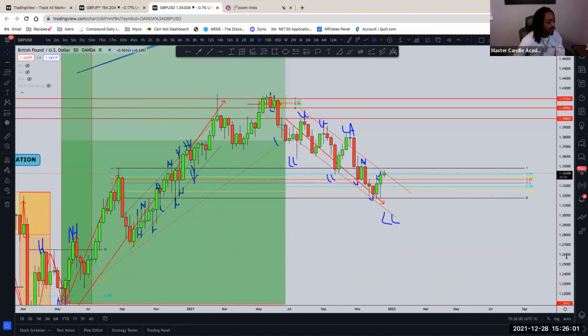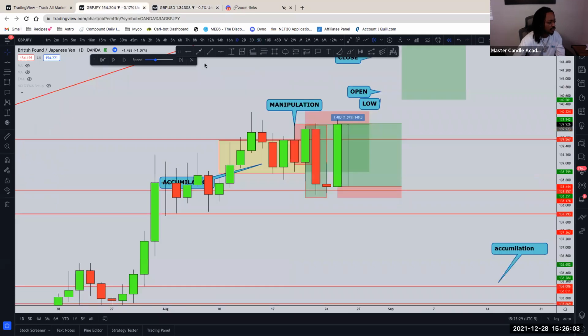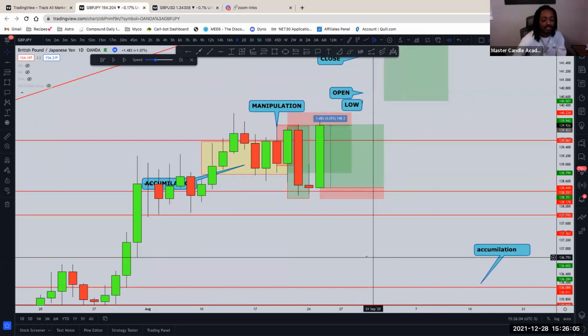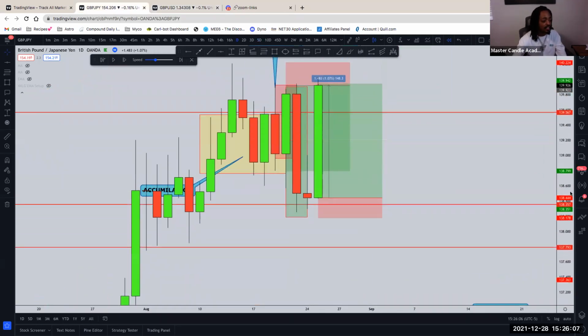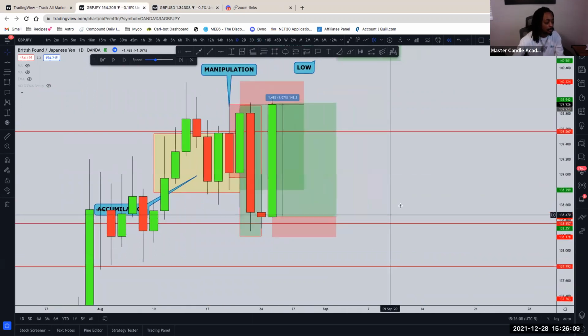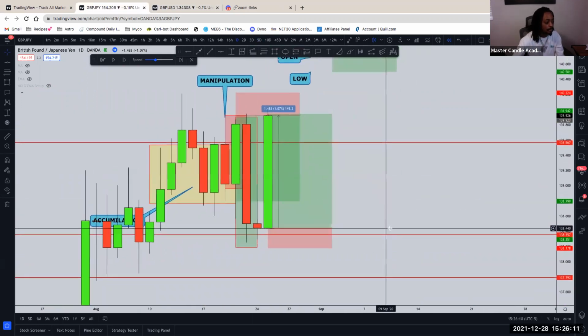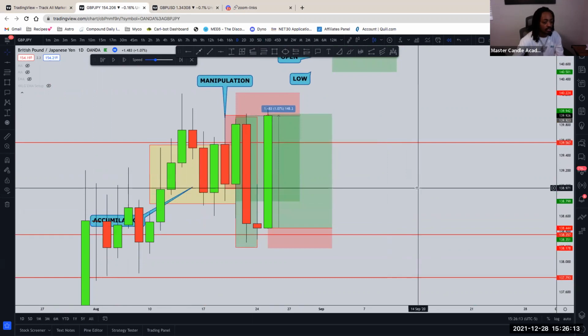Let's see. I wanted to say something about GU, but I'm gonna leave that for tomorrow. Right. So does the inside bar make a little bit more sense for us today now, guys? Does it make a little bit more sense? A little bit clearer?